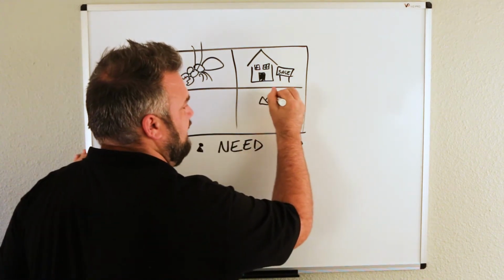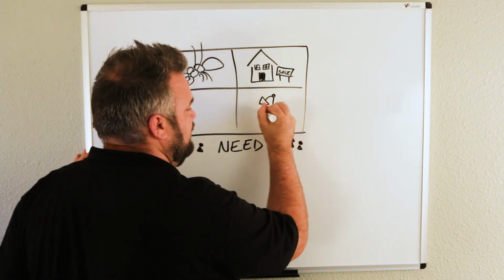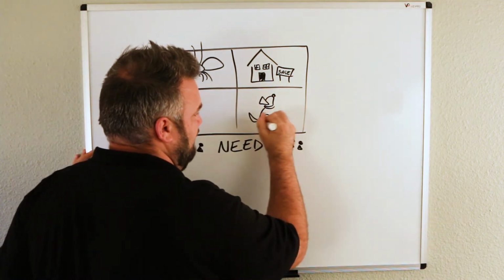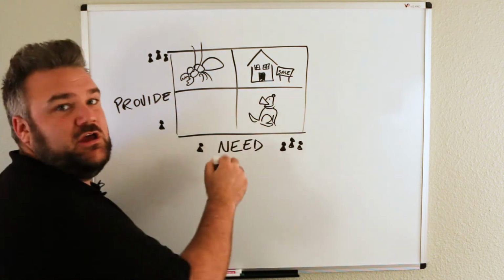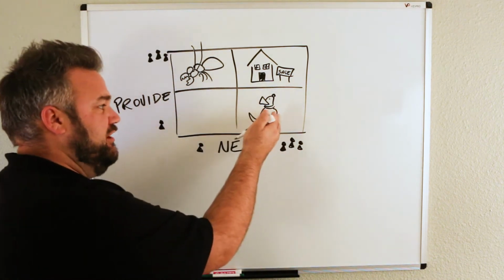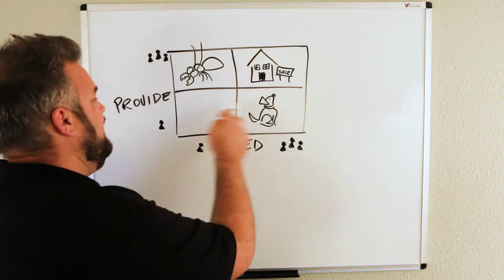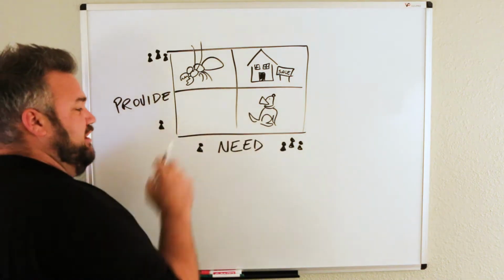Next one is not very many people provide it, but a lot of people need it. This you don't have very often, because anytime you have a lot of people that need it, usually you have a lot of people that provide it. But this would be something real specialized, like maybe an at-home dog trainer. A lot of people need their dog trained at home. They can't go anywhere to do it. And there's not a lot of people that come to your home and train your dog.